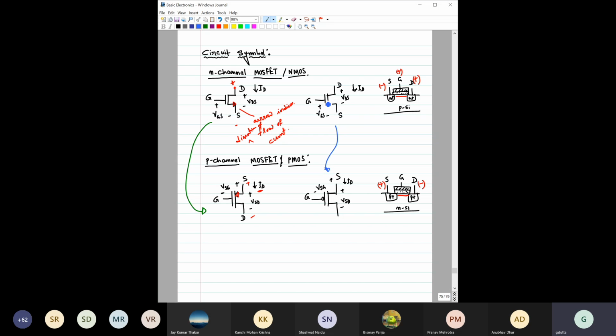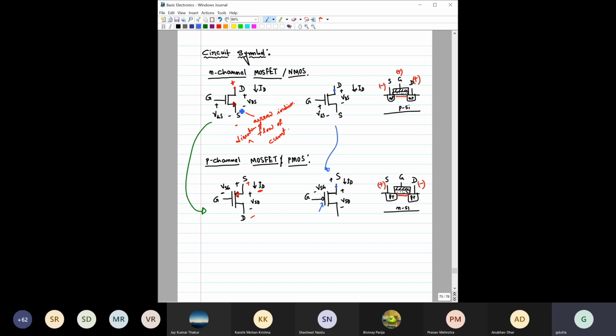And if you want to compare, use this type of notation. For N channel they don't give any bubble here, but for P channel they give this bubble. If you are using this type of representation, then without the bubble it is N channel, and if a bubble is given, that stands for P channel, right? And here you see they don't give any arrow, so you have to understand which terminal is source and which terminal is drain. So always remember that for the N-channel MOSFET, the drain terminal is at a higher potential, and for the P-channel MOSFET, the source terminal is at a higher potential. That's how you can understand which terminal is source and which is drain.